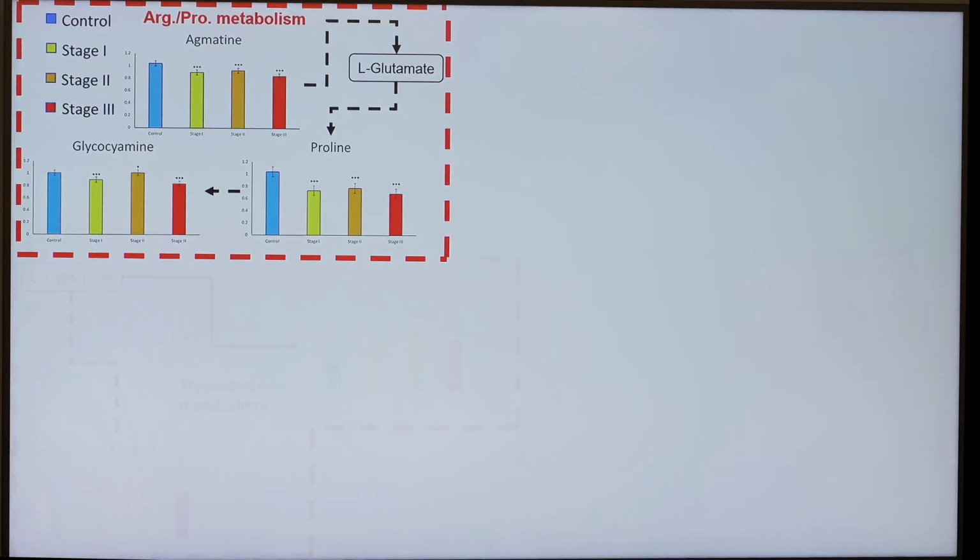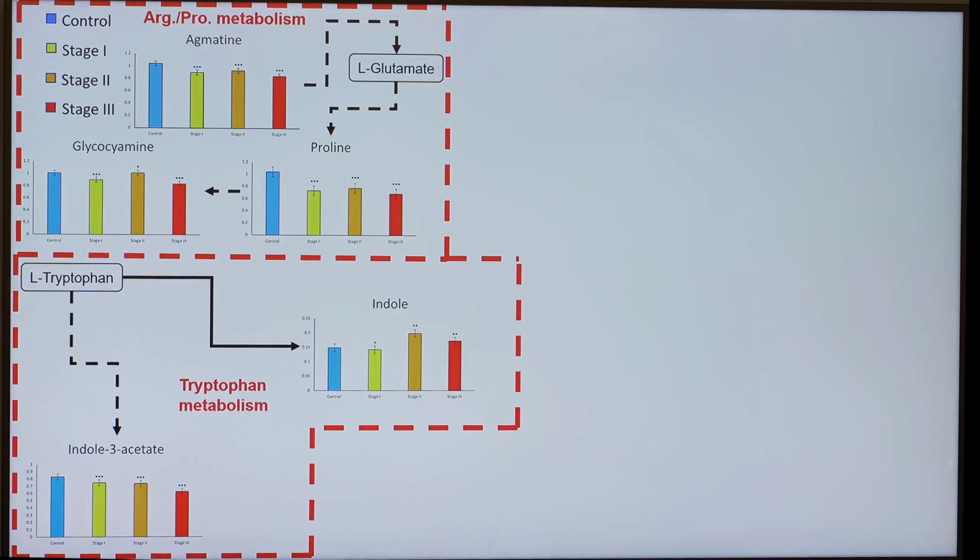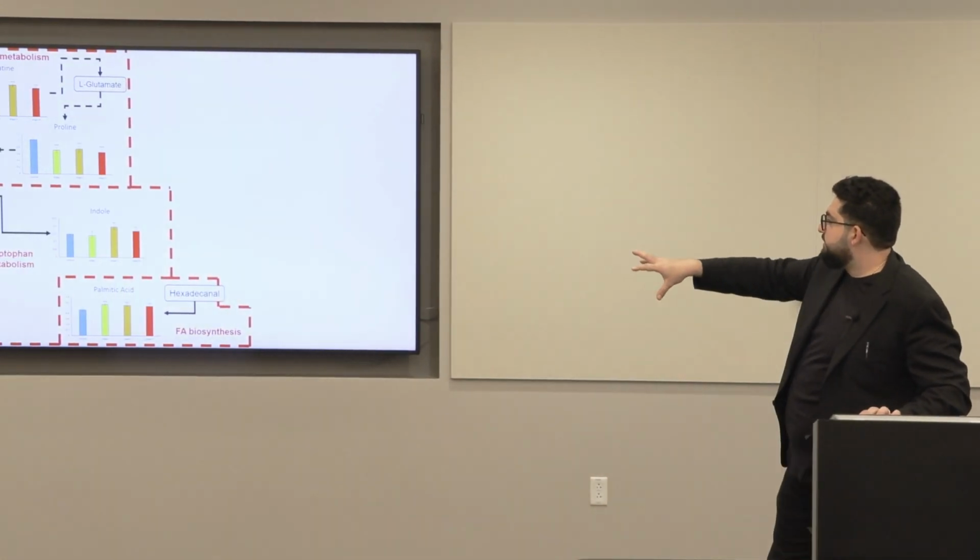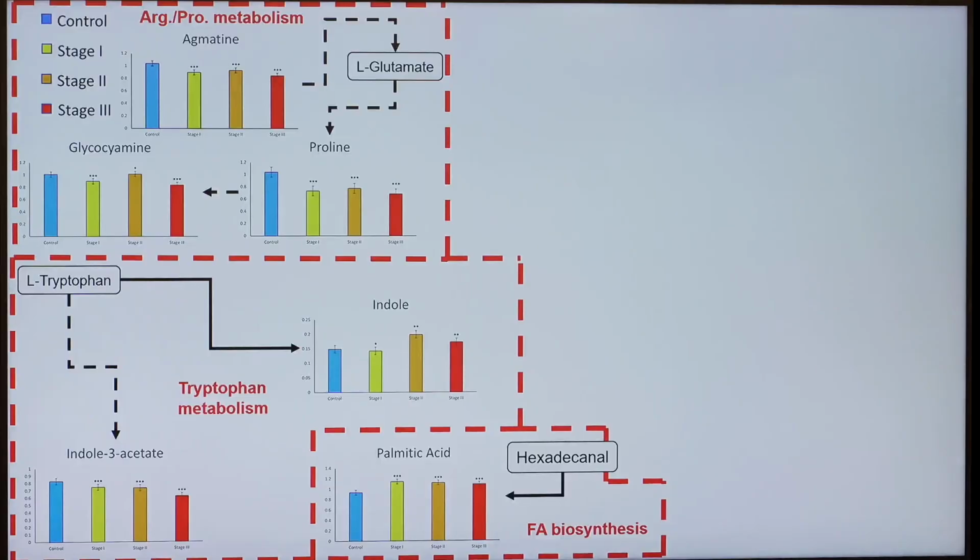So here we have arginine and proline metabolism. You see control, and then stage 1, 2, and 3. This is connected to tryptophan metabolism. Glutamate was at normal levels, but downstream and upstream we see dysregulations. So we see agmatine, which is a precursor, guanidinoacetate, and proline. These are affected, but glutamate is not. Same thing with tryptophan: unaffected, but indole-3-acetic acid and indole are affected.